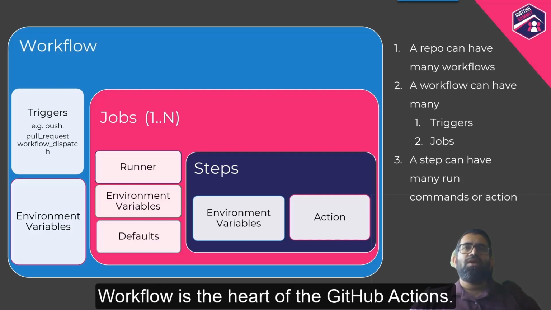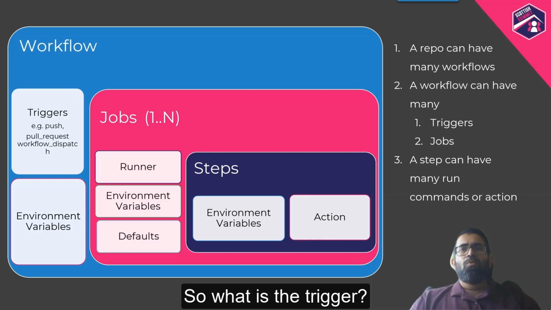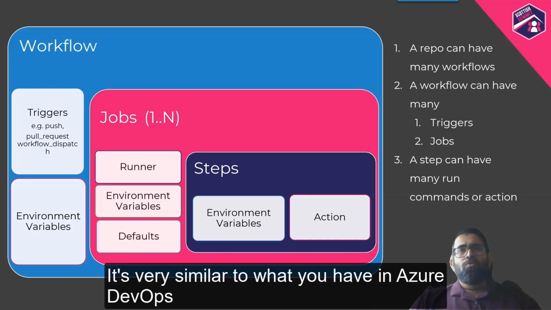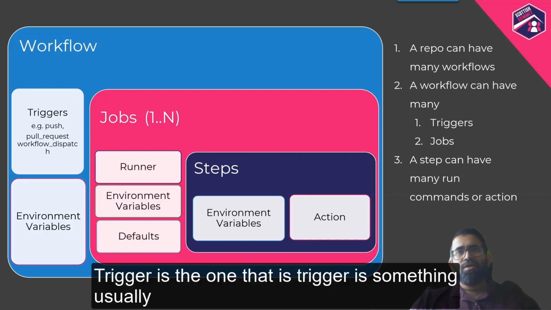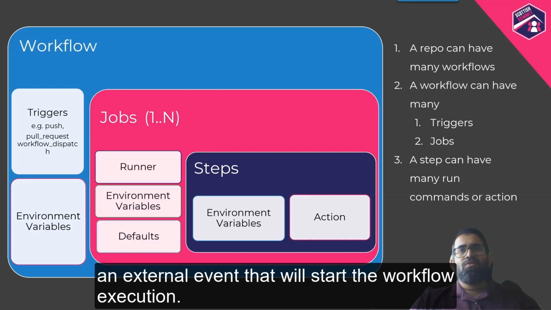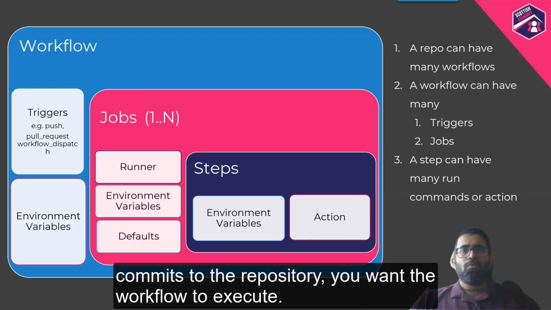Workflow is the heart of GitHub Actions. Let's look at some of the terminologies. So what is a trigger? It's very similar to what you have in Azure DevOps as well. A trigger is something, usually an external event, that will start the workflow execution. A normal trigger will be push. So when someone commits to the repository, you want the workflow to execute.